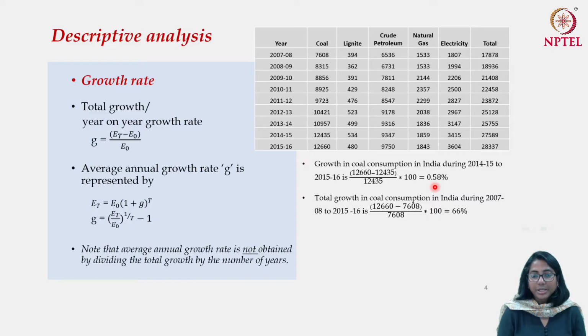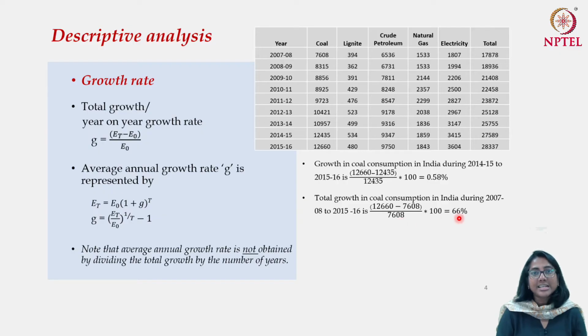If you ask me now what is the total growth in coal consumption during the period 2007-8 to 2015-16, the concept is pretty much the same, only your initial year will change, only the value of E naught is going to change. Instead of 2014-15 as the initial year, now we are going to change the initial year to 2007-8. So your initial demand is 7608. So the total growth that you have in demand over this period 2007-8 to 2015-16 is 12660 minus 7608 divided by 7608.